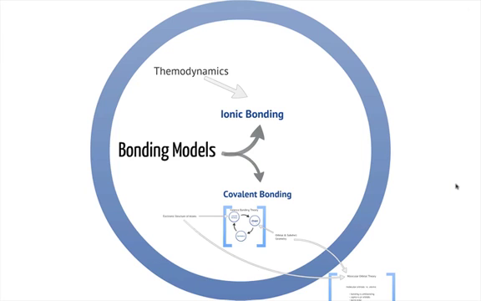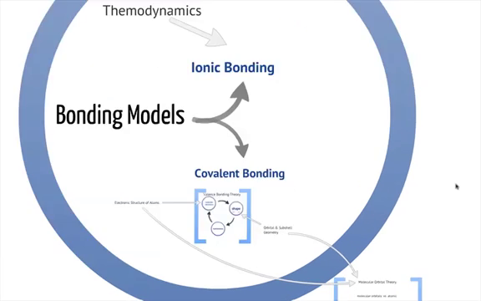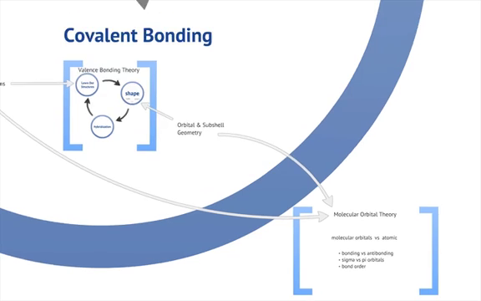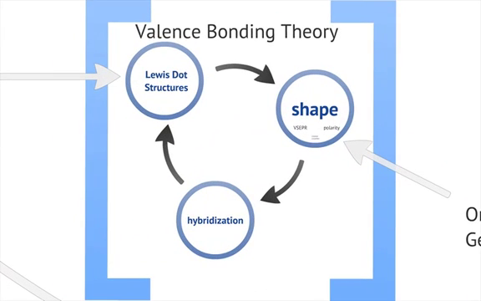We will be talking about covalent bonding, and covalent bonding takes two basic forms: valence bonding theory and molecular orbital theory. This is all out of chapter 9 and chapter 10, and so that's a good place to be spending your time over the next couple days. Valence bonding theory is where we're going to start.